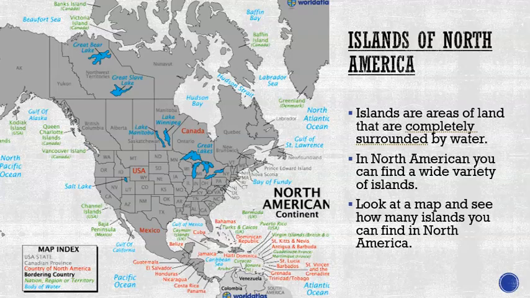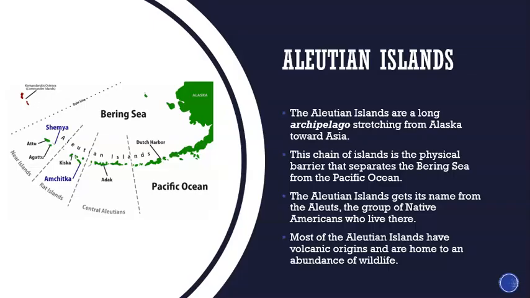Last, we're going to discuss the islands of North America. Islands are areas of land that are completely surrounded by water. In North America, you can find a wide variety of them. Look at a map like this, and you see how many islands there are in North America. They're all over, as you can tell, and we're going to discuss a few in detail.